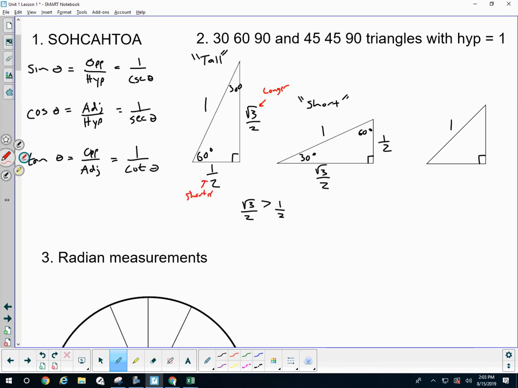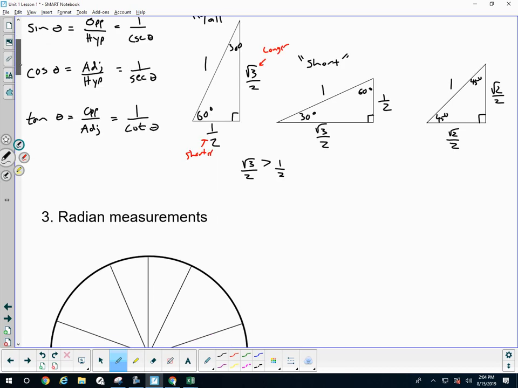Okay? Vice versa. For our 45, 45, 90 triangle, we can use the Pythagorean theorem to quickly show that these side lengths are root 2 over 2. Okay? So that's the first couple things I'm going to remember and I'm going to use.